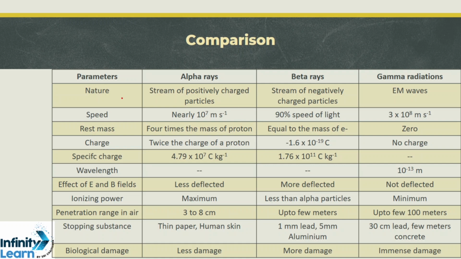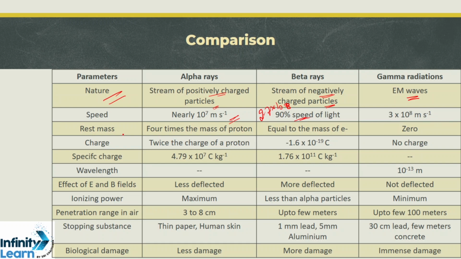First thing that we talked about is nature. Alpha particle is a positively charged particle, that is, a helium nucleus. Beta rays or beta particles are a stream of negatively charged particles, which are electrons, and gamma radiations are electromagnetic waves. Speed of alpha particle is nearly 10 raised to 7 meter per second. Beta rays have 90% speed of light, so it is around 2.7 into 10 raised to 8 meter per second. And finally, gamma radiations are 3 into 10 raised to 8 meter per second.